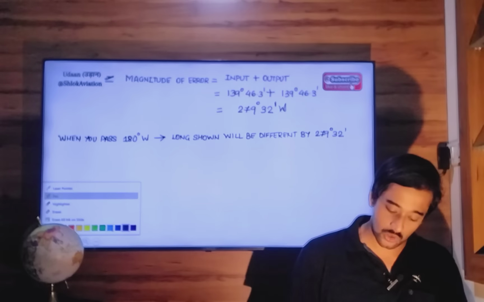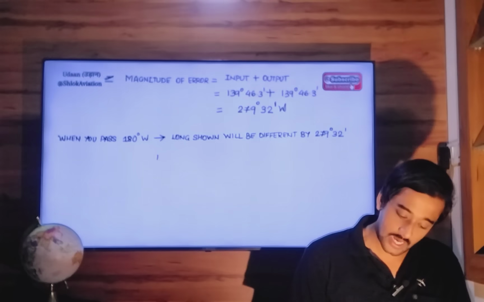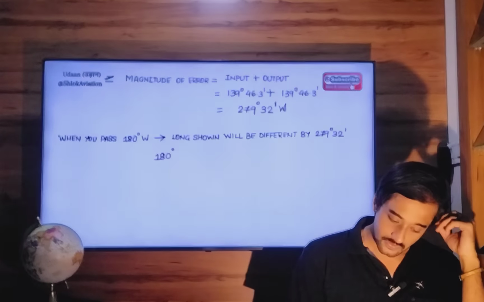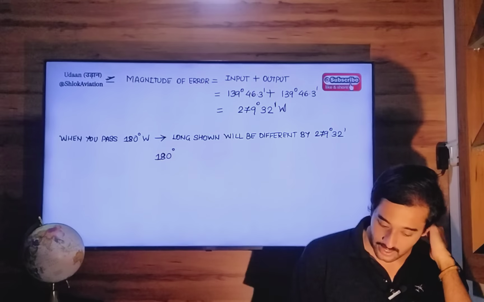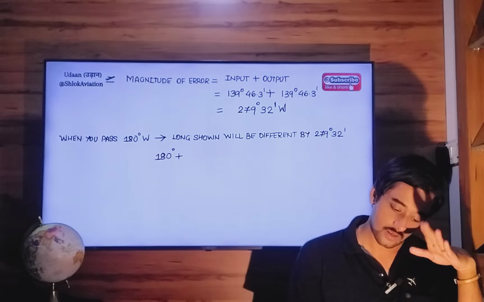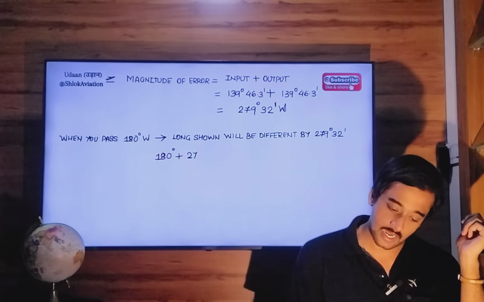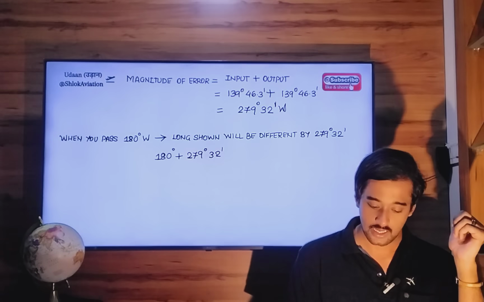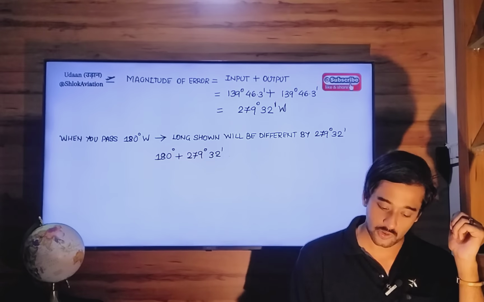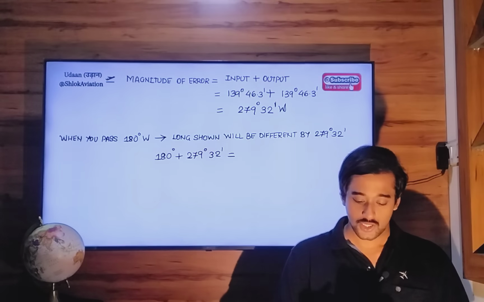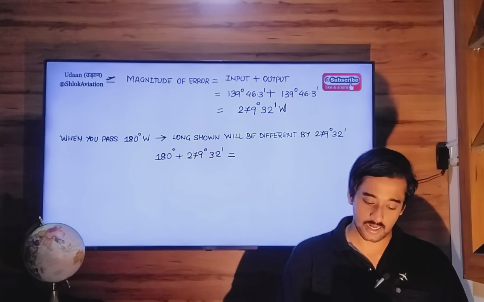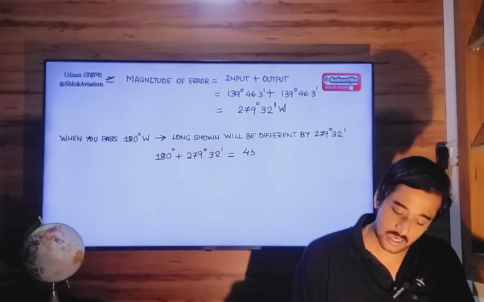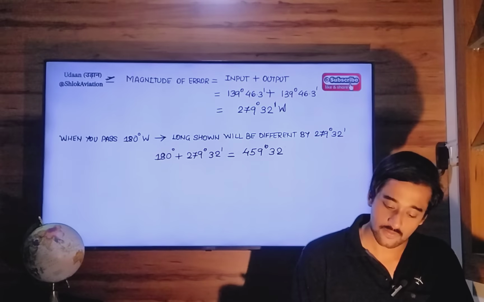So what will be the longitude shown to you? It will be 180 degree plus 279 degree 32 minutes west of 180 degree. So you will have to add. So 180 degree plus 279 degree 32 minutes is 459 degree 32 minutes. Okay.